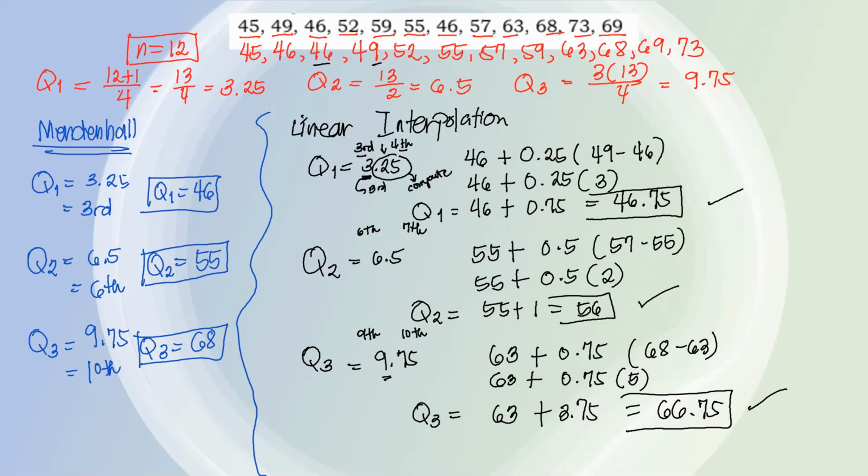Sa module natin, sinasabi kasi ay if it is halfway, you have to round down. Pero dito sa tinitingnan ko kasi, ang nakalagay sa kanya is round up.